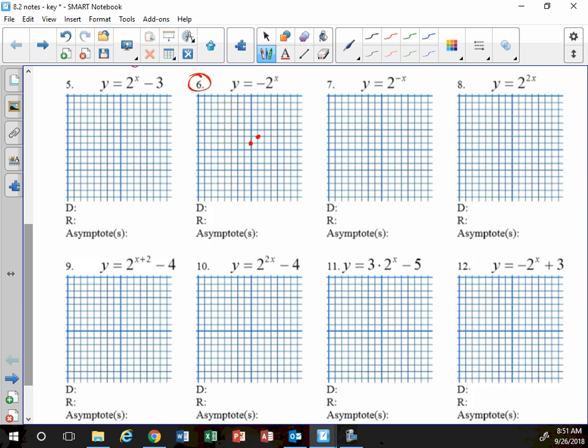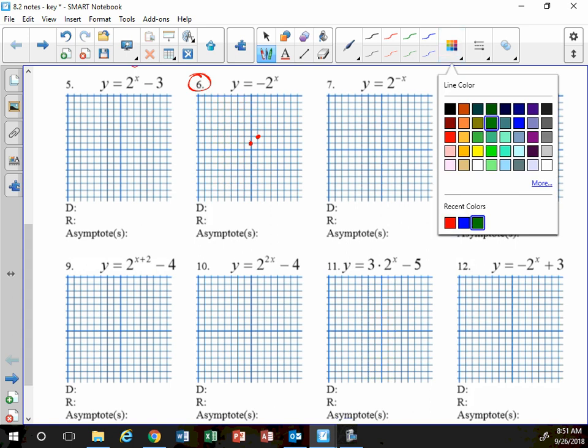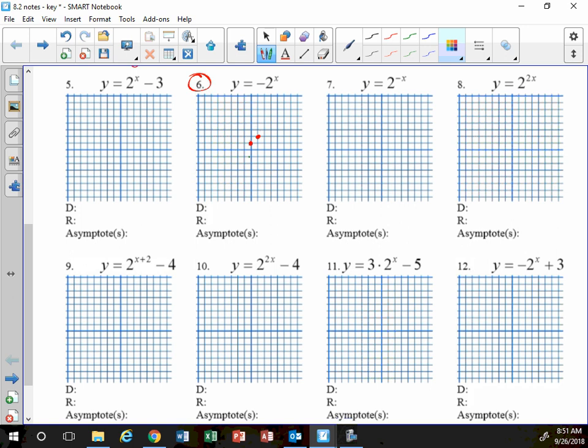We have a negative out in front. What is that doing? Okay, yeah, it's flipping it over the x-axis. The reason is you're taking your y values times a negative 1. That's why they flip, okay? So whenever there's a coefficient out in front of that exponential, you're just multiplying your y values by that, okay? So let's think about 0, 1 would become 0, negative 1. 1, 2 would become 1, negative 2.